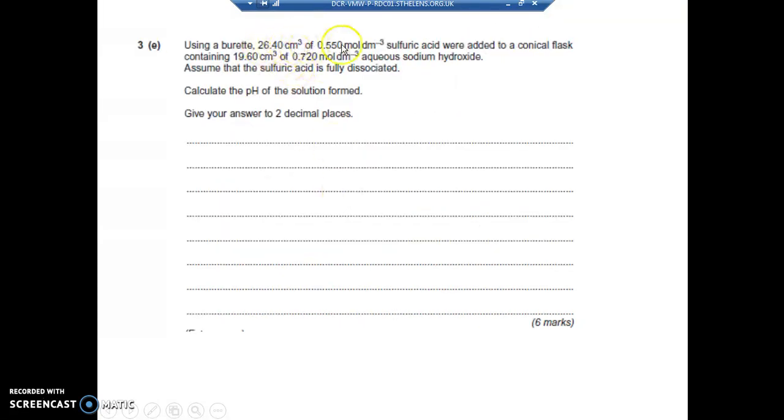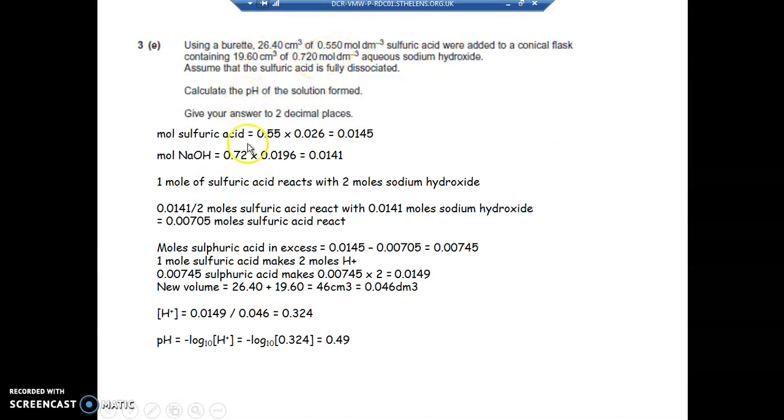Let's do the same thing again. We've got exactly the same kind of question here. So concentration and volume of sulfuric acid, multiply those two numbers together. Remember to put the 0.0264 into decimeters cubed. It should be a 4 there. Never mind, it'll come out as approximately 0.0145 moles of sulfuric acid.